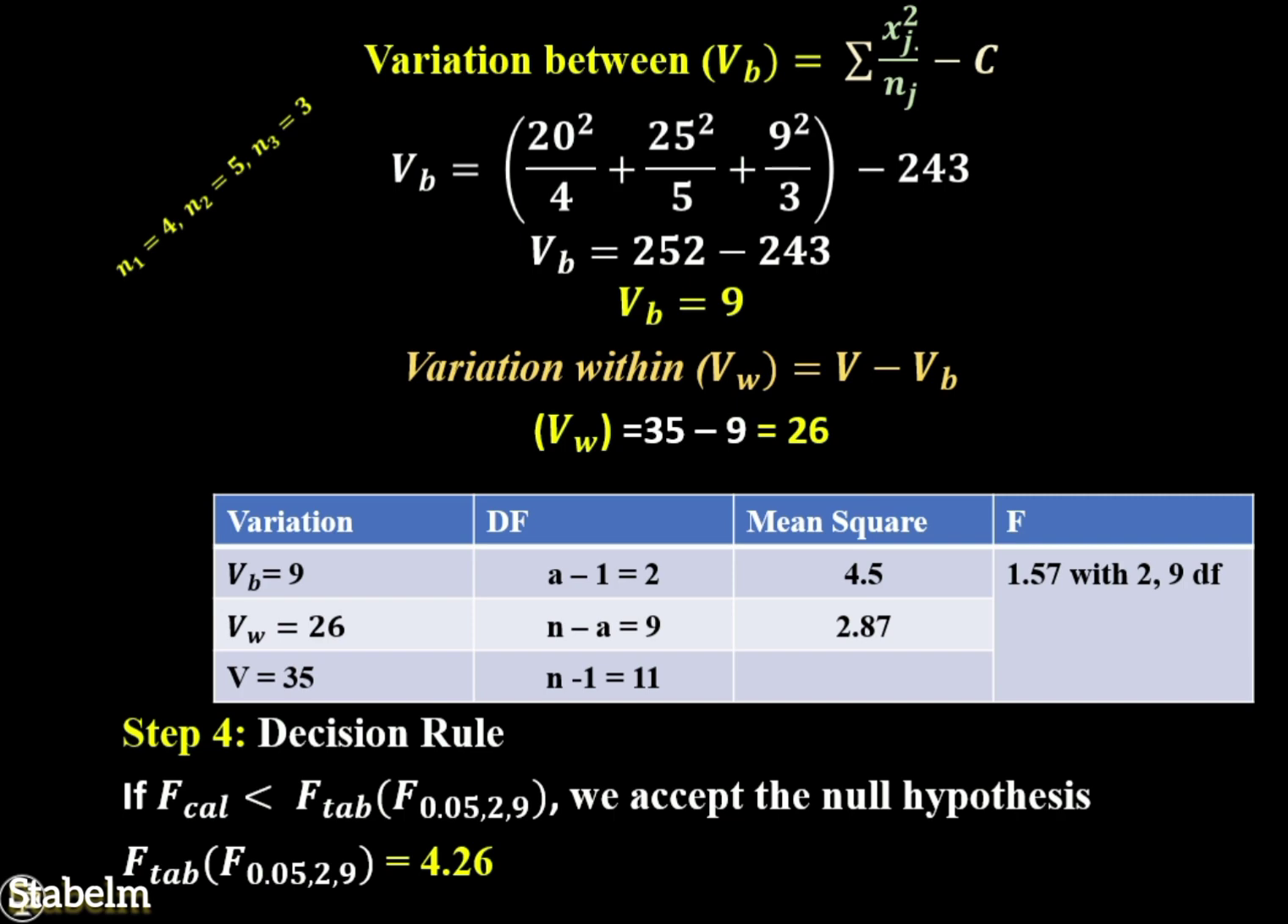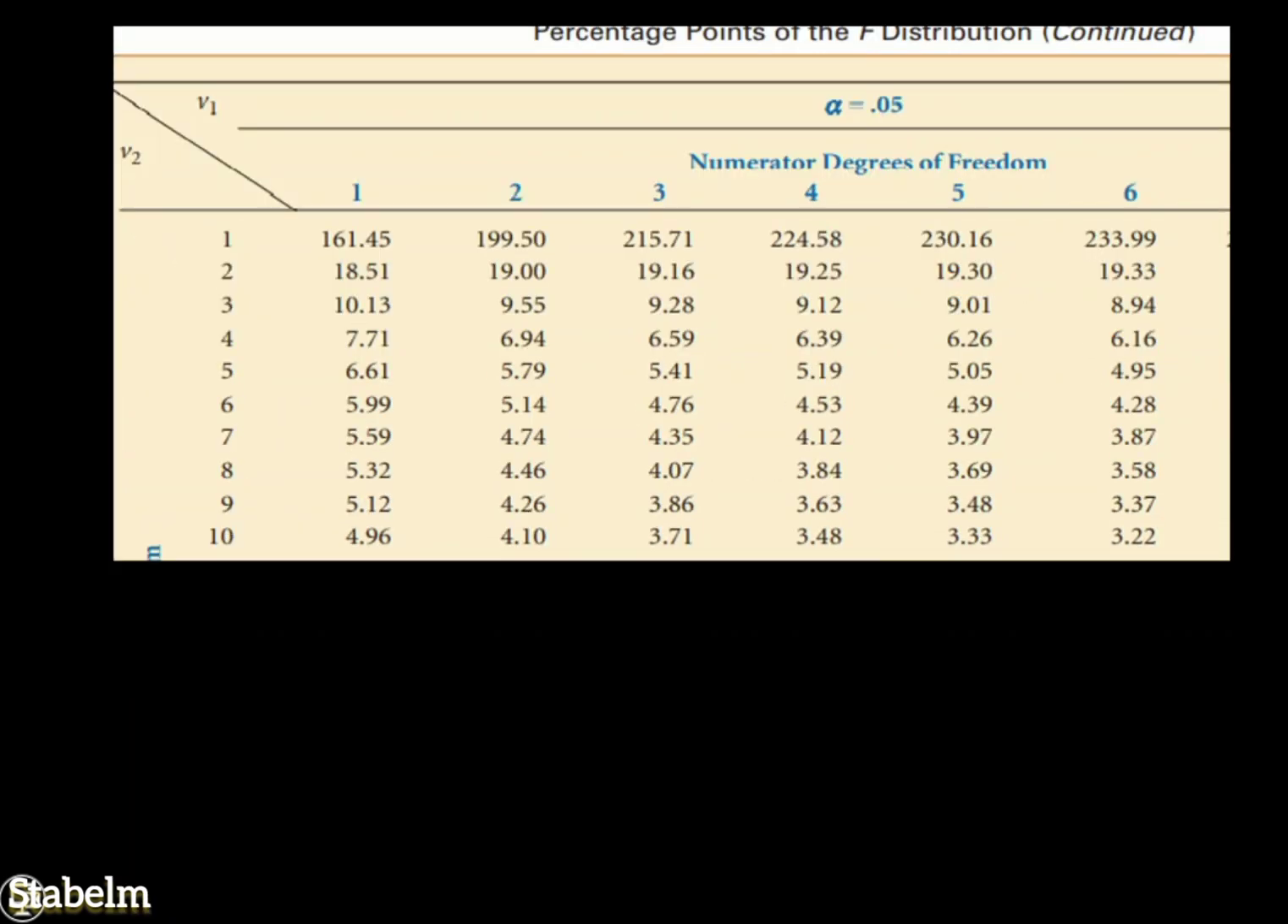Now we are comparing this F, which is 1.57, with this F, which is 4.26. And as we can see here, our F calculated, which is 1.57, is less than the F tabulated here, 4.26. So before we conclude, all right, this is the A, which stands for 3, and we have N, which stands for 12. So before we conclude, let's check the table and see what we're talking about. We're checking for 0.05 under 2 under 9. So here, this is the table. We have the table here.